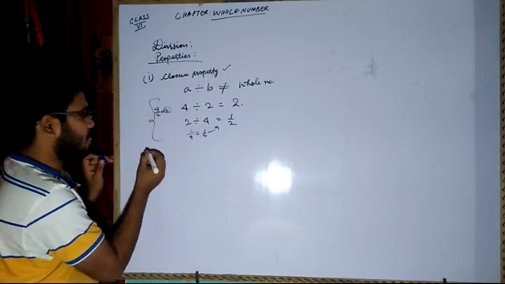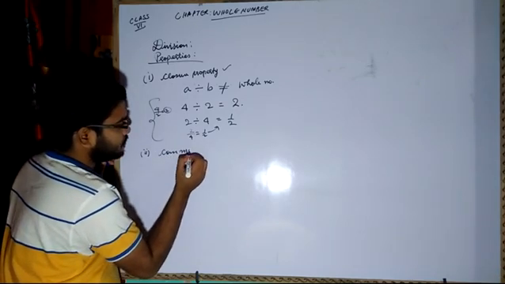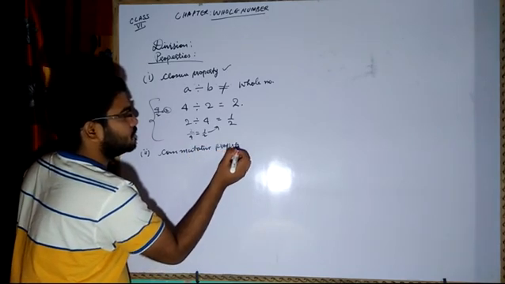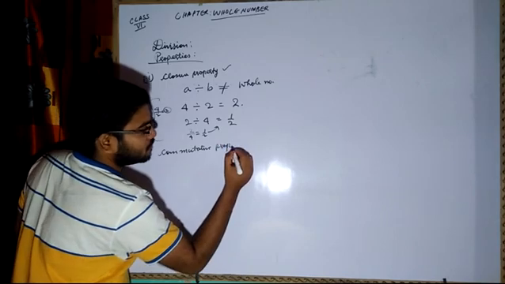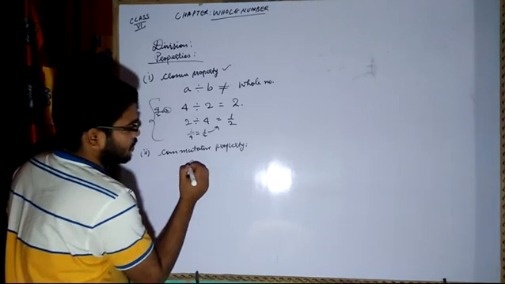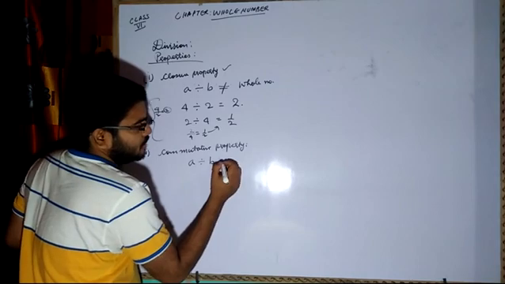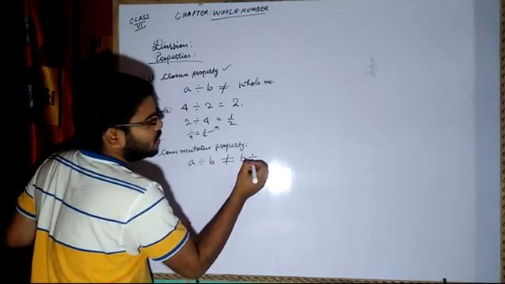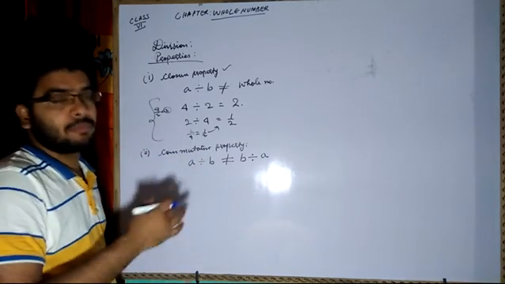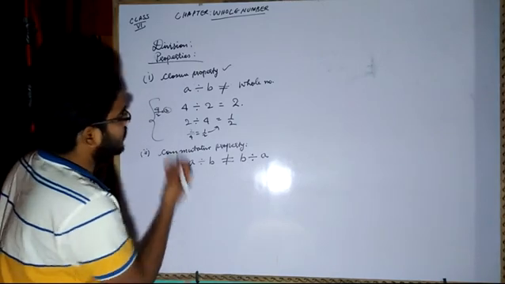Now the second one is commutative property. What is commutative property? Suppose I have a number a and I divide it by b. This will not be equal to b divided by a. In commutative we have seen interchange of the position. So if a is divided by b, this will not be equal to b divided by a, like we have seen here.